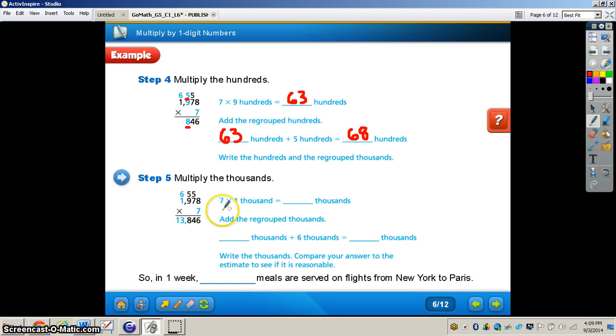7 times 1,000, 7 times 1 will give me 7. Add the regrouped thousands, so we take our 7,000s plus the 6 we carried over, giving me 13 thousands. Okay, so in week 1, we can see that 13,846 meals are served on flights from New York to Paris.